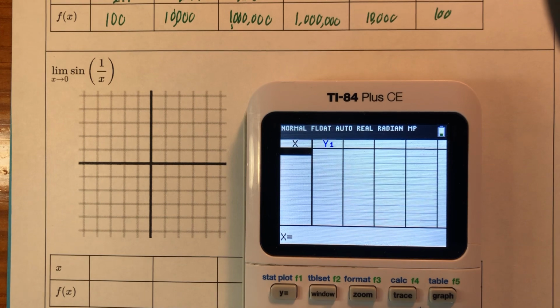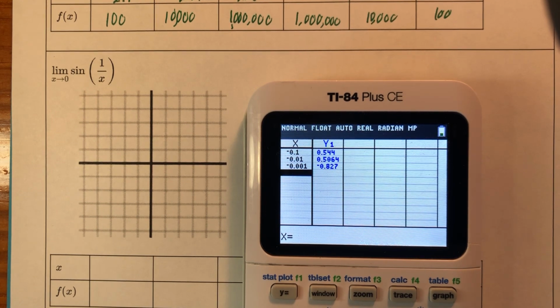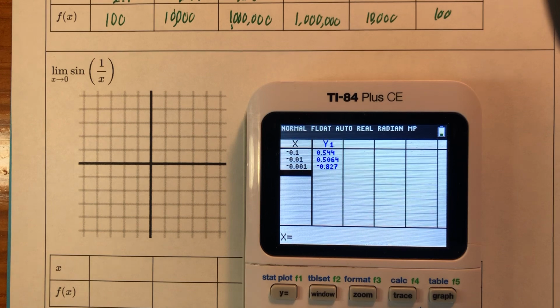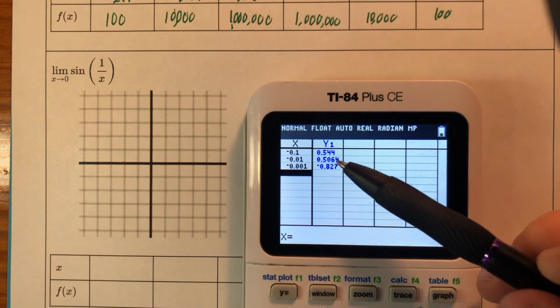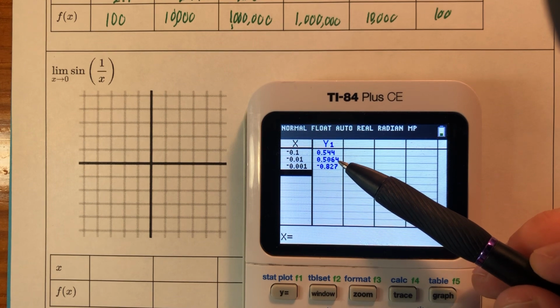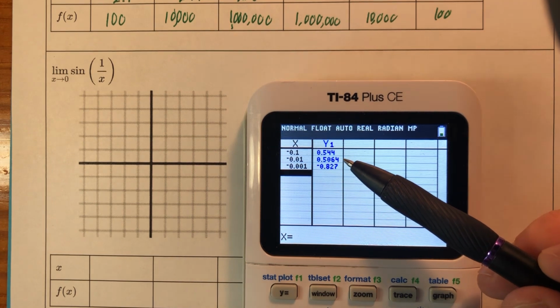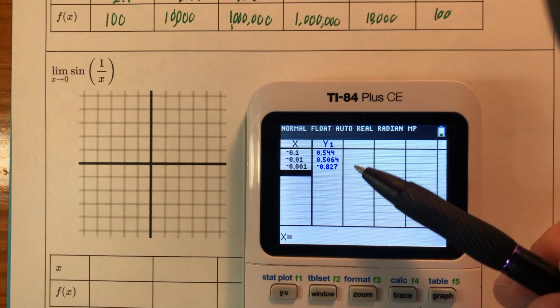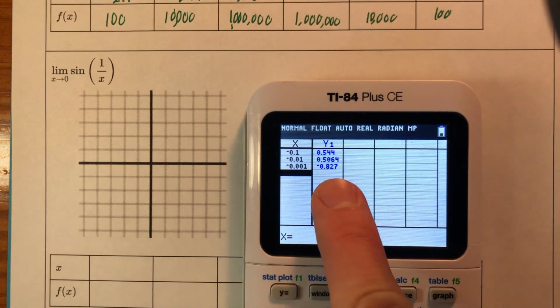So let's sneak up on a 0 from the left. We're going to go negative 0.1, negative 0.01, negative 0.001. Okay, whoa, wait a minute. I'm looking for patterns here. I'm pattern sniffing. 0.544, 0.5064. And at this point, by just looking at these first two y values, I might say, oh, we're approaching 0.5, so 1/2, right? Okay. Well, then I get to negative 0.8.